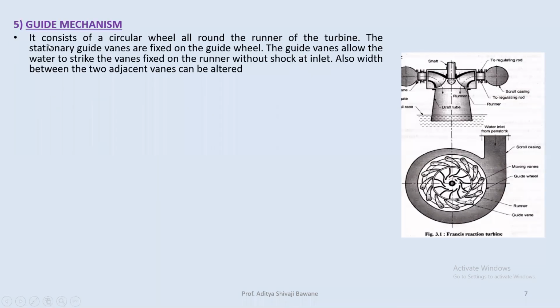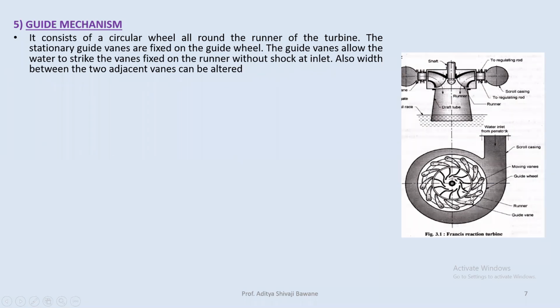That is the guide mechanism. It consists of a circular wheel all around the runner of the turbine. The stationary guide vanes are fixed on the guide wheel. The guide vanes allow the water to strike the vanes fixed on the runner without shock at inlet. So what is the purpose of these guide vanes? Water should enter the runner without any shock.